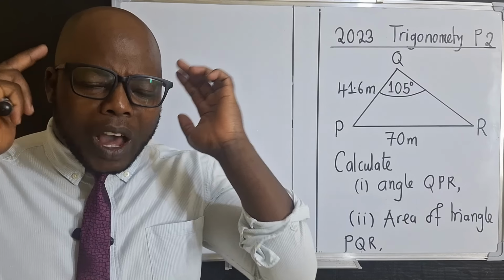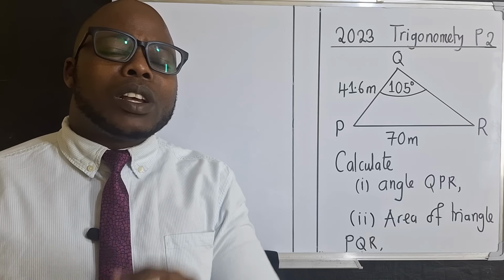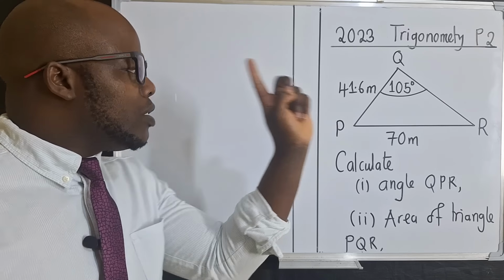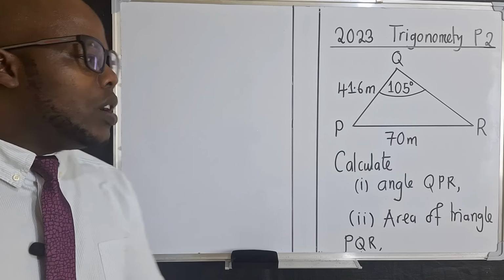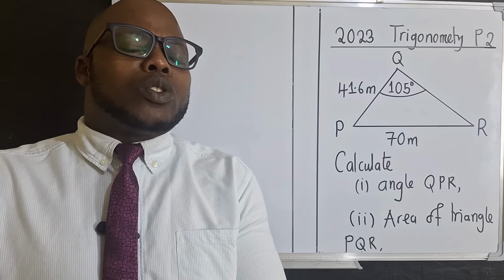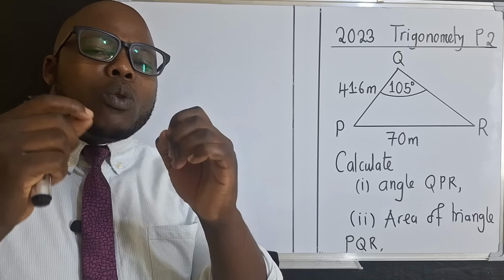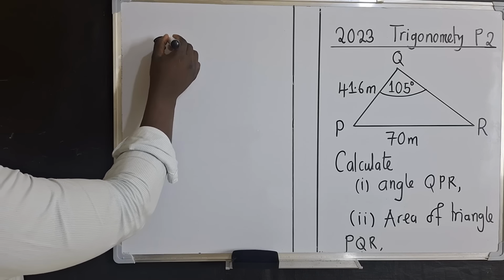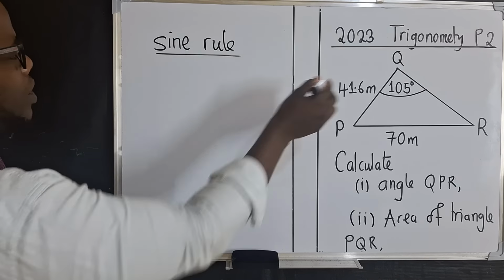So the first thing that must come to your mind when you see a question like this under this topic is to think about two methods: the sine rule and the cosine rule. In this case, we're going to use the sine rule. And why are we using the sine rule? It's because we've got two sides and one angle, the angle which is not included. So when we've got two sides and one angle which is not included, remember, you're supposed to go with what we call the sine rule.